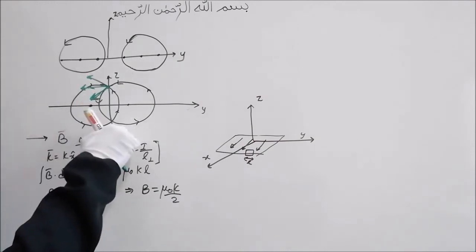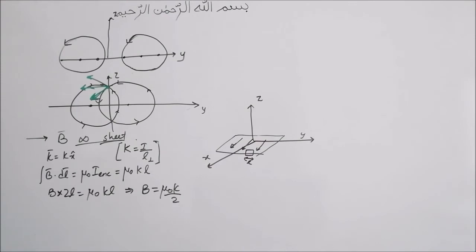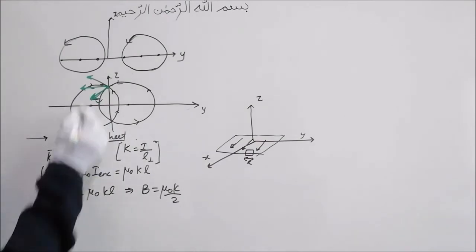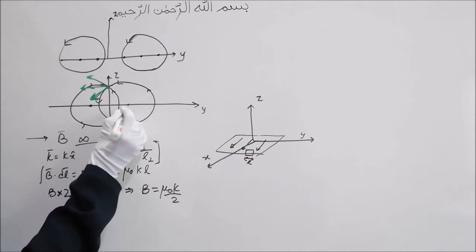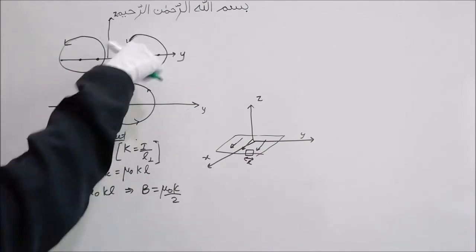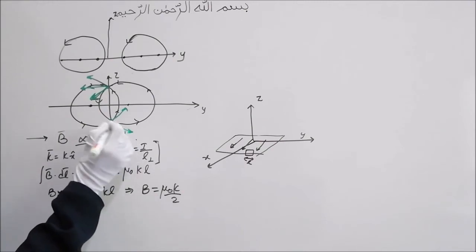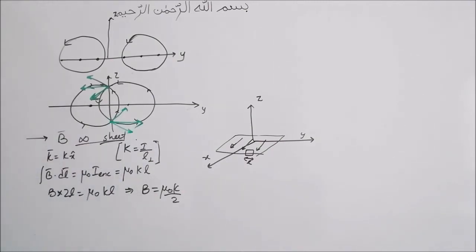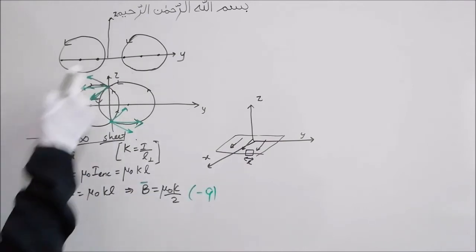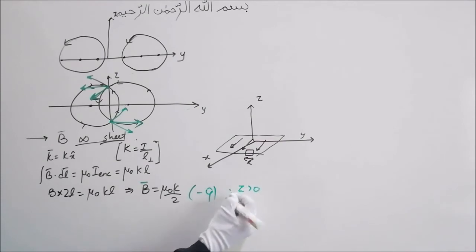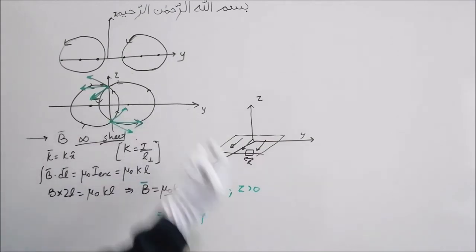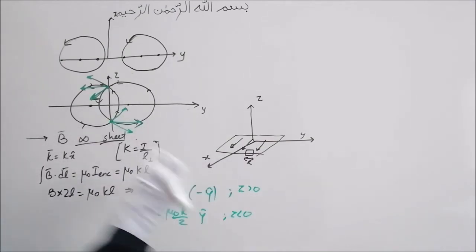If you consider below the y-axis, that is for z less than 0, from the left part the magnetic field is going upwards, from the right part the magnetic field is going downwards, so the net magnetic field is towards the right. Thus the entire magnetic field B has magnitude mu naught K by 2. The direction is minus y hat direction for z greater than 0, and it is mu naught K by 2 in the plus y hat direction for z less than 0.